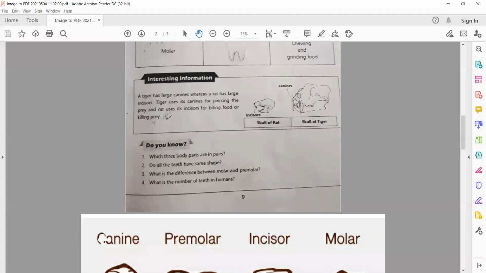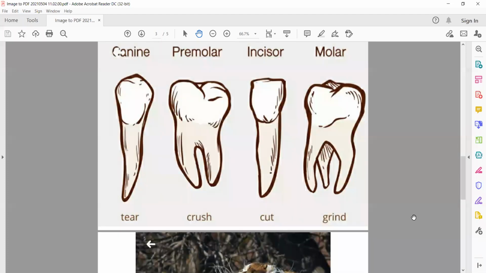Incisors, canines. Let me show you the teeth. Look at this picture. Here are canines, premolar, incisor, and molar teeth. Canines are used for tearing and piercing the food. Premolar are used to crush the food. Incisor are used for cutting and biting the food, while molar are used for grinding and chewing the food.